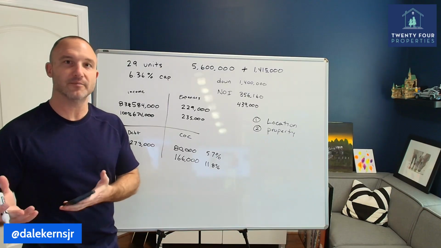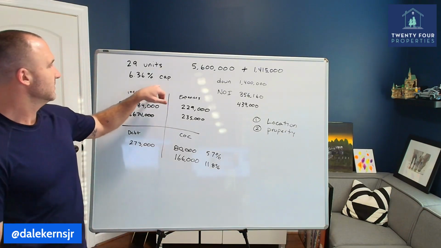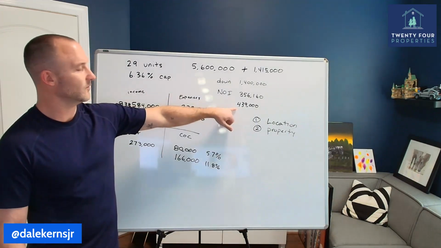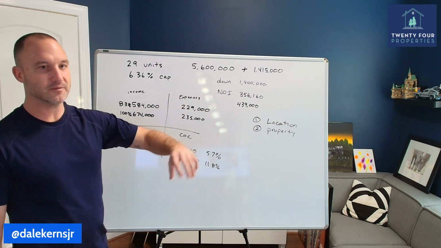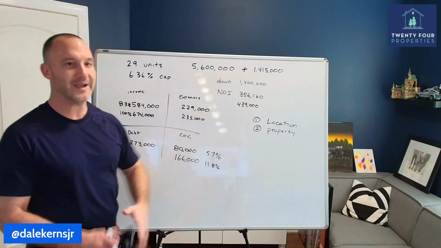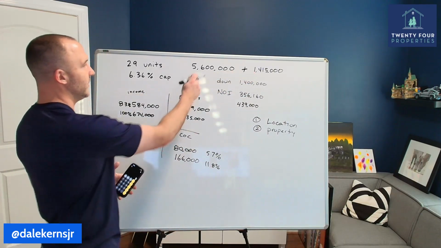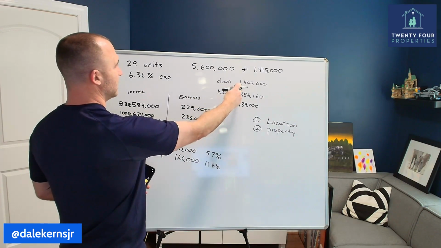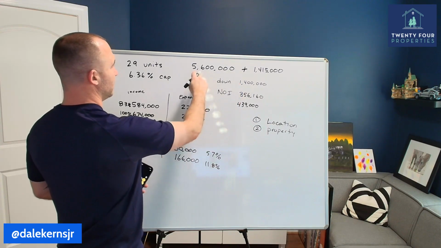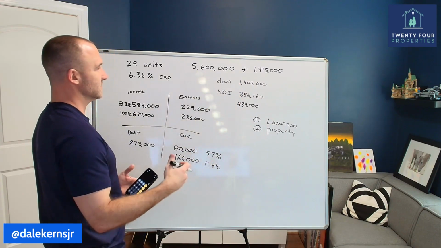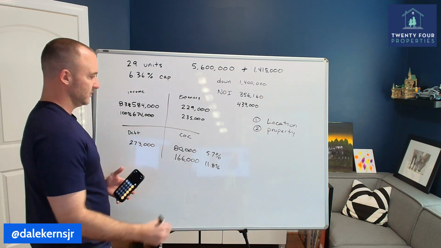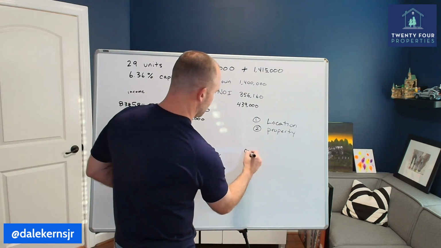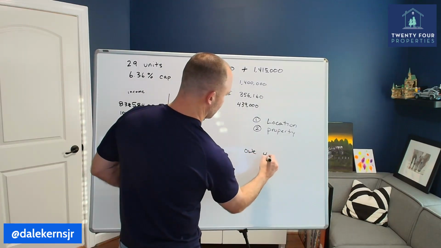Instead of selling it, go to the bank and refinance it. So if you increase this NOI, get it fully occupied, I can go back to the bank. I can say, look, I've got 6.9 million. So what do we owe? 5.6 minus 1.4, so 4.2. So we owe 4.2 million.